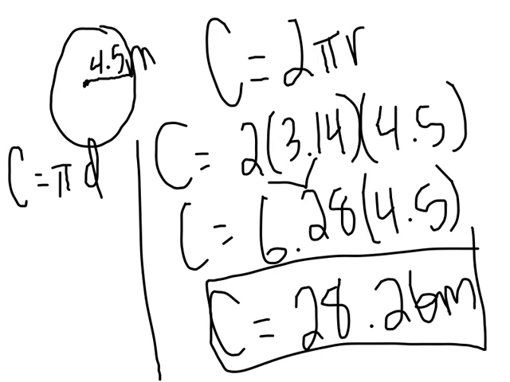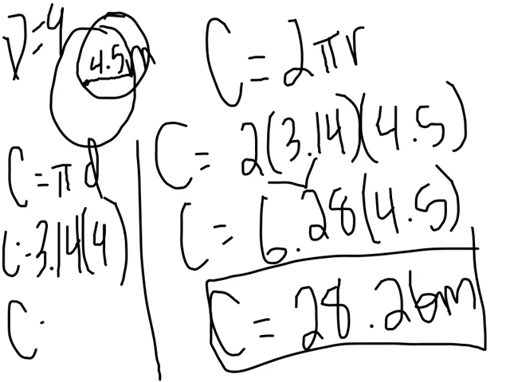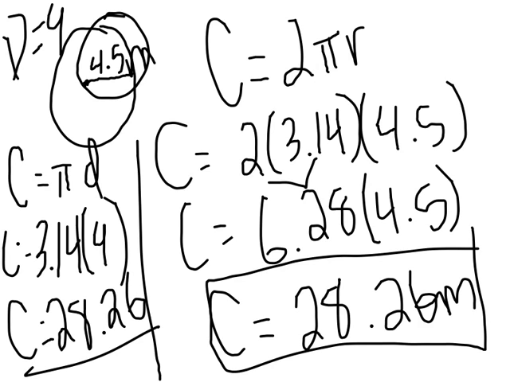Now, let me show you that I could have used C equals pi d and gotten the same thing. If the radius is 4.5, that means that the diameter is 9. I get that just by multiplying 4.5 by 2. Okay? Now let's plug this in. 3.14 multiplied by 9 gives me the same thing. C equals 28.26. Again, you can use either formula. You just need to make sure that you have the diameter or the radius correct in order to plug in.